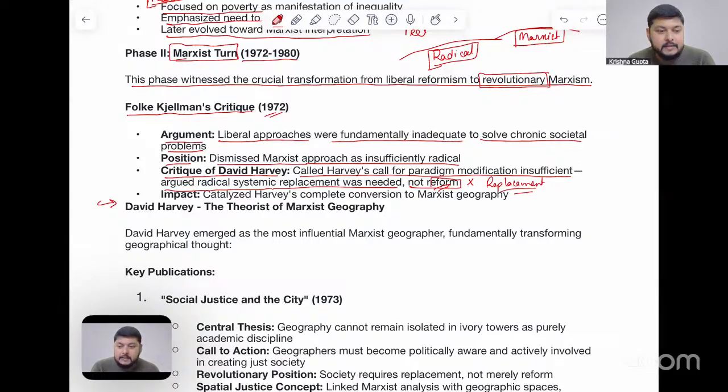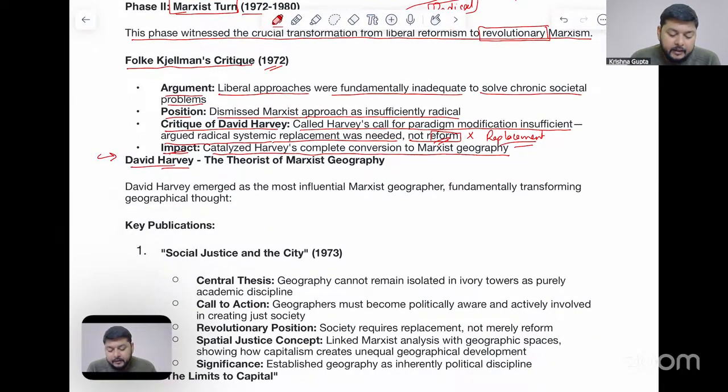Okay, so this is needed for us to make the society equal and make the space more equal here. So what impact did it have? It catalyzed Harvey's complete conversion to Marxist geography. Harvey, who was initially a part of the radical school, later became a Marxist geographer. Now, David Harvey, the theorist of Marxist geography.